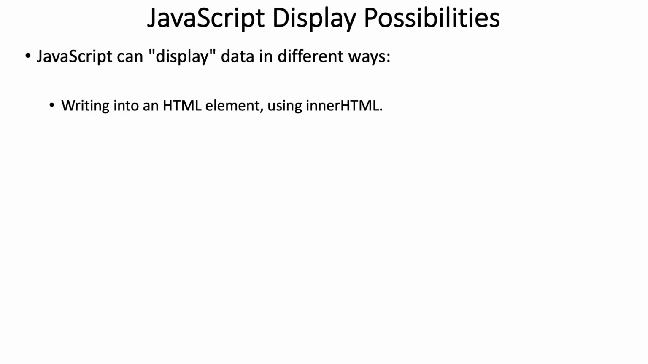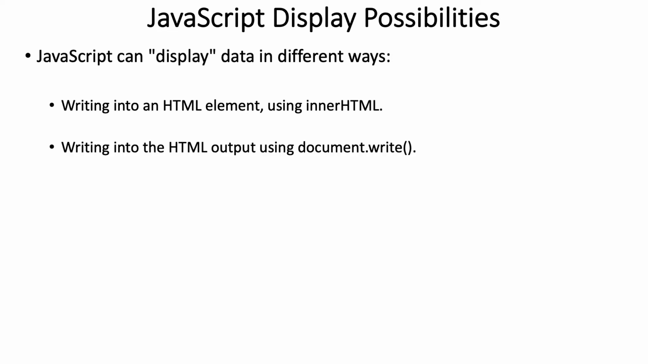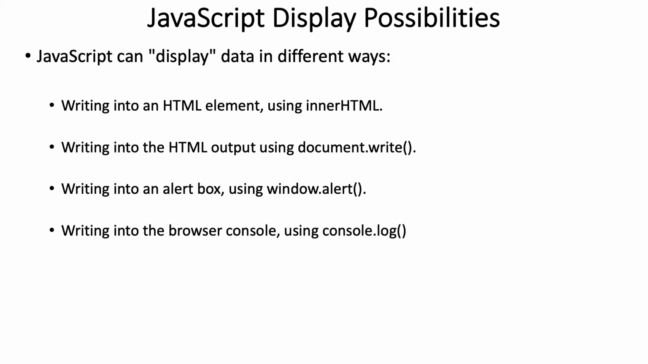JavaScript display possibilities. You can display data in different ways. You can write it into an HTML element using innerHTML. You can write it into the HTML output using document.write. You can write into an alert box with window.alert. You can write into the browser console using console.log.